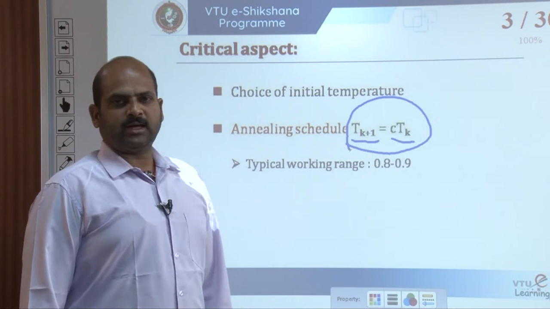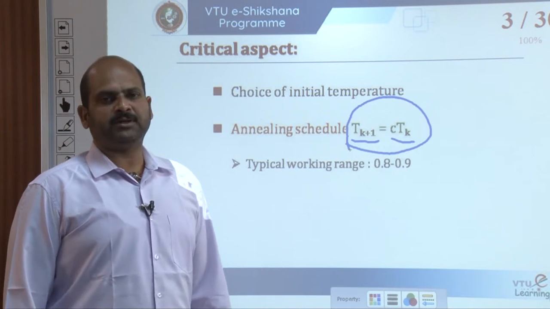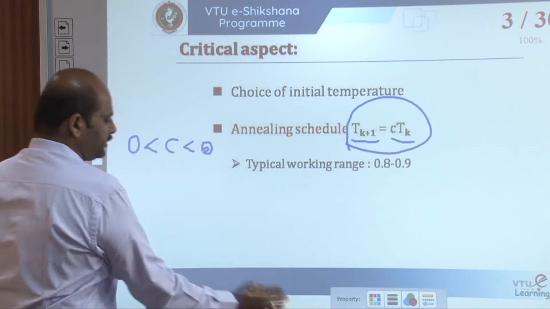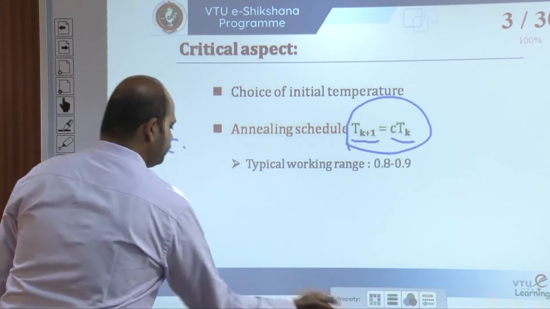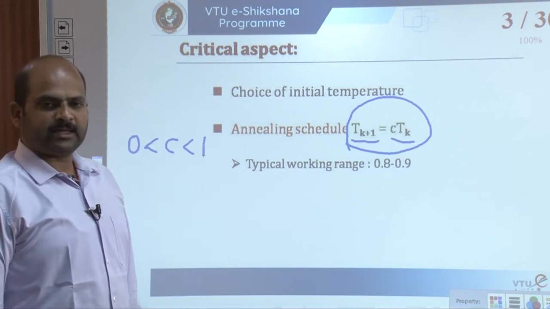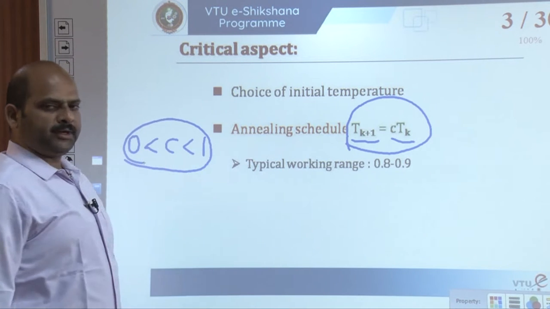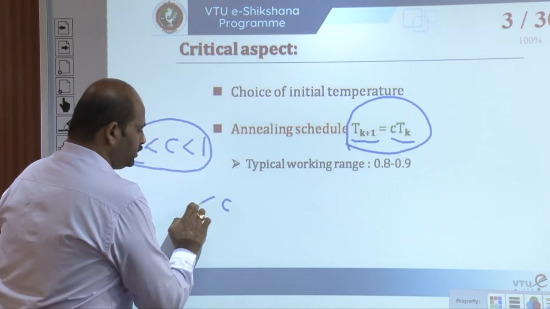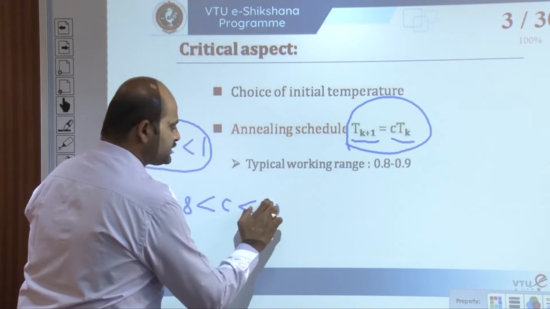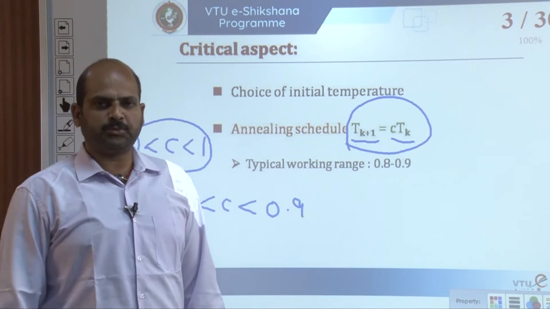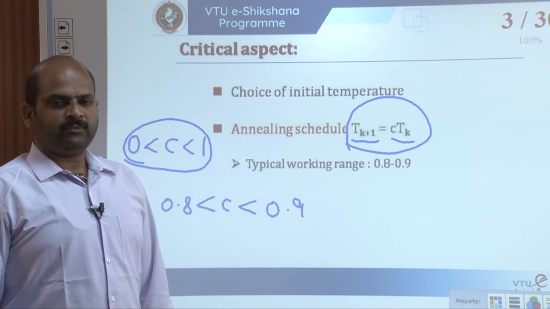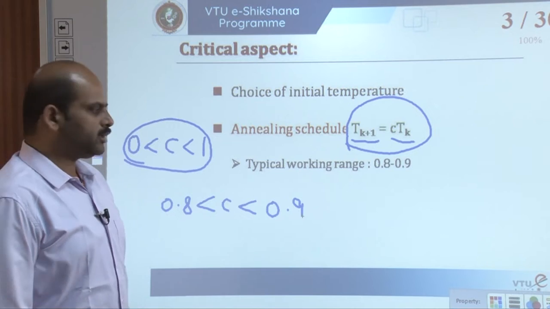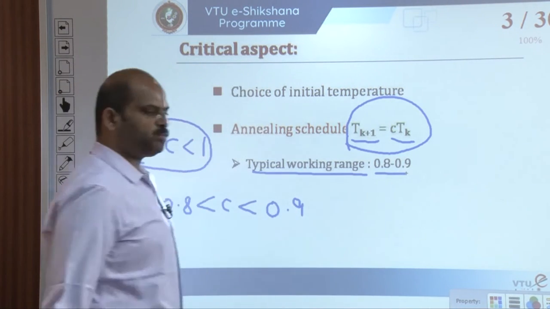A typical working range of this critical aspect C differs from the assumption, which is generally taken as C greater than 0 and less than 1. This is a generic value we assume, and for the working range, the value of C should be greater than 0.8 and less than 0.9. The value of C assumed between 0.8 and 0.9 is found to work well for real-world, real-time problems. So the typical working range of C is taken as 0.8 to 0.9.